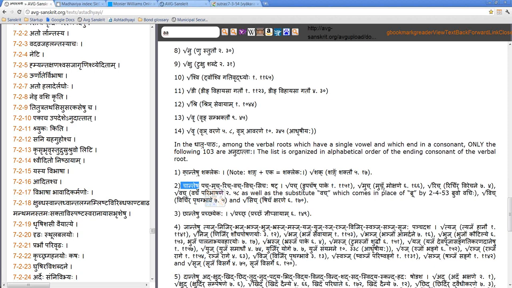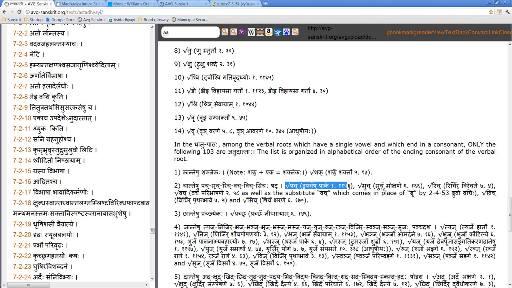Then comes chanteshu. We have pacha, mucha, richa, vacha, vicha, sichaha, shat. There are six dhatus, six of them. Pacha, dupacha shpake, muchlur mokshane. Now, as I mentioned to you, most of the dhatus which end in a consonant, which end in a hal, are udattaha. Only there are these 103 exceptions.